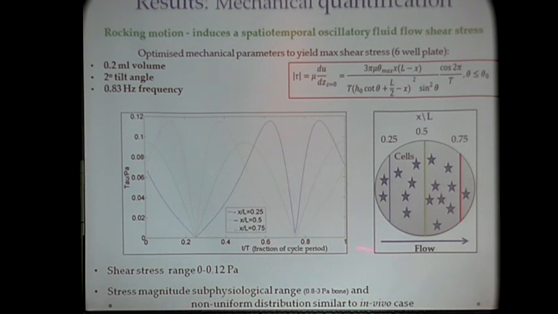So for example, if you take the middle of the well, the shear stress during one tilt motion goes from 0.1 Pascal down to 0 to 0.1, and then in the opposite direction goes from 0.1 again to 0 to 0.1. So now I have characterized that my shear stress ranges from 0 to 0.12 Pascal, which is a physiological magnitude, and the distribution is non-uniform, which is actually what happens in the bone.